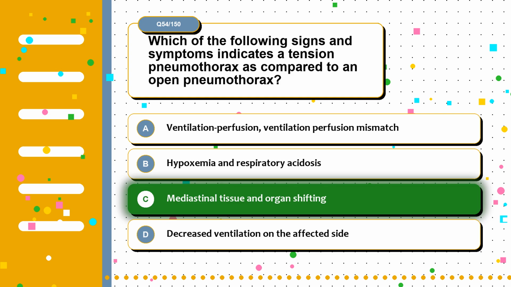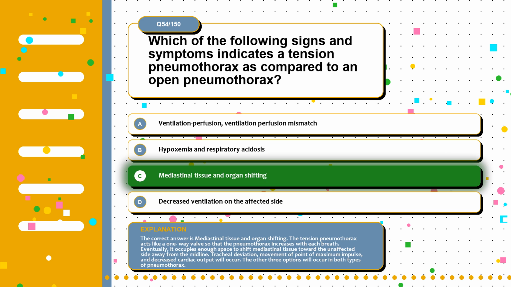The correct answer is option C, mediastinal tissue and organ shifting. The tension pneumothorax acts like a one-way valve so that the pneumothorax increases with each breath. Eventually, it occupies enough space to shift mediastinal tissue toward the unaffected side away from the midline. Tracheal deviation, movement of point of maximum impulse, and decreased cardiac output will occur. The other three options will occur in both types of pneumothorax.